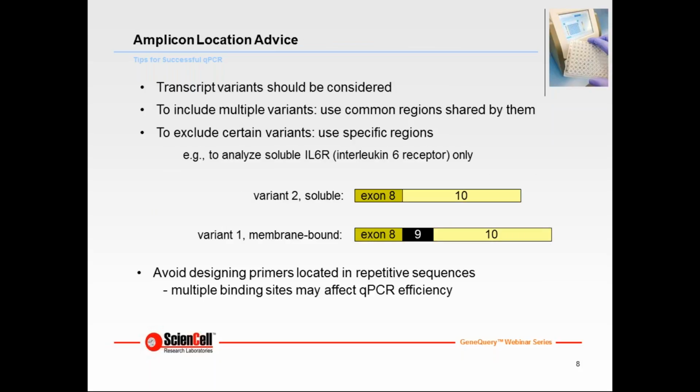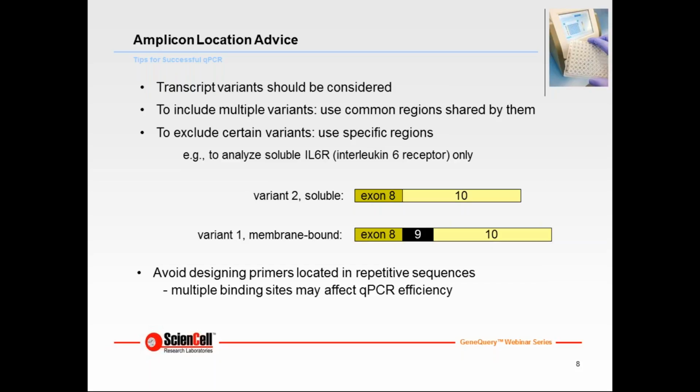When doing gene expression analysis, please keep in mind that many genes have multiple transcript variants. If your plan is to compare expression profiles among samples containing different variants, or if you're not sure which variant is present in your samples, be sure to pick amplicons in a common region shared by all variants. On the other hand, if you know exactly which variant you want to analyze and need to exclude others, you should design primers to amplify a specific region only present in that target variant.